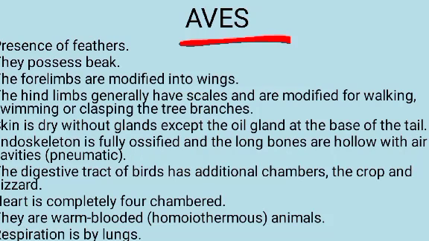Then they have two pairs of limbs. The forelimbs are modified into wings for flying. The hind limbs have scales and are modified for walking, swimming, or clasping the tree branches. When they fly, they come and rest on the tree branches, and to clasp the branch, the hind limbs are used.